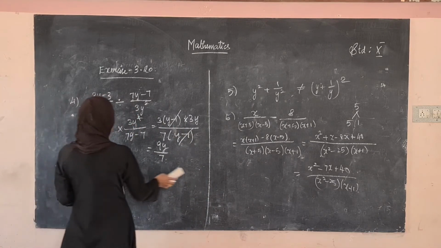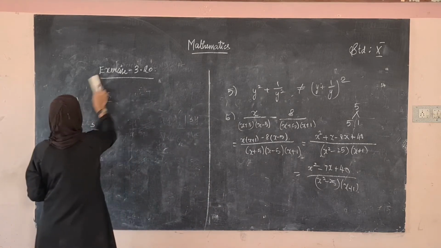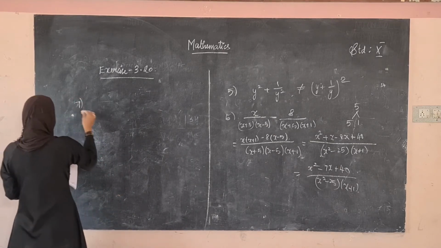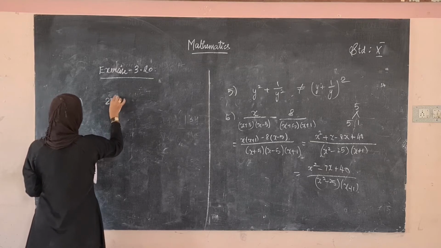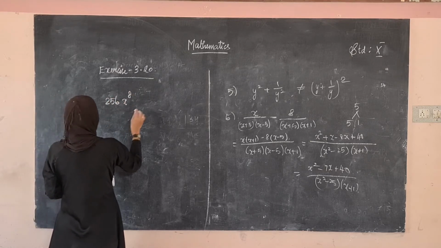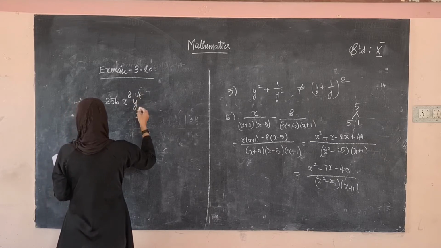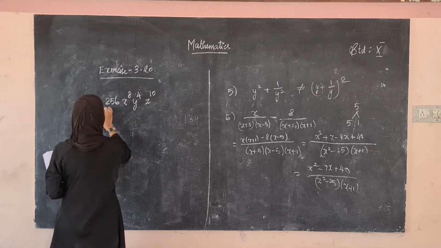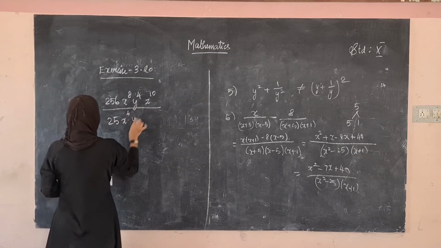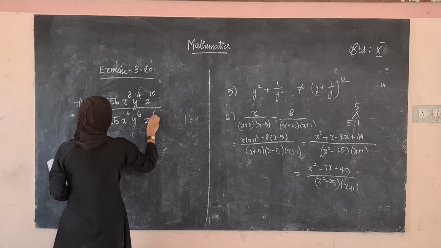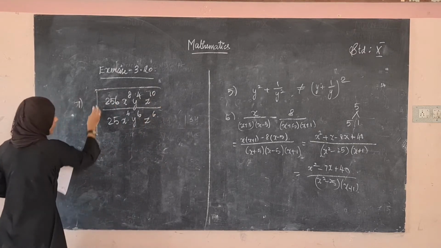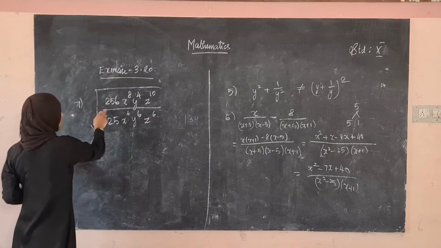Okay, now the seventh sum. The seventh sum is, you have to find the square root. Square root of 256 x power 8 y power 4 z power 10 divided by 25 x power 6 y power 6 z power 6. We have to find the square root of this. Everything is in multiplication and this is in division.